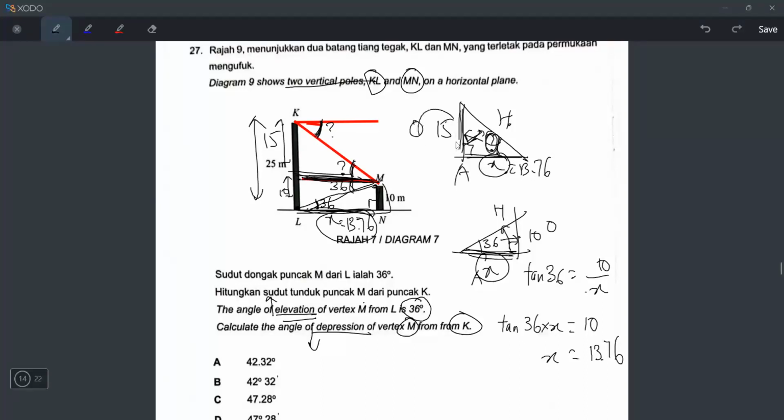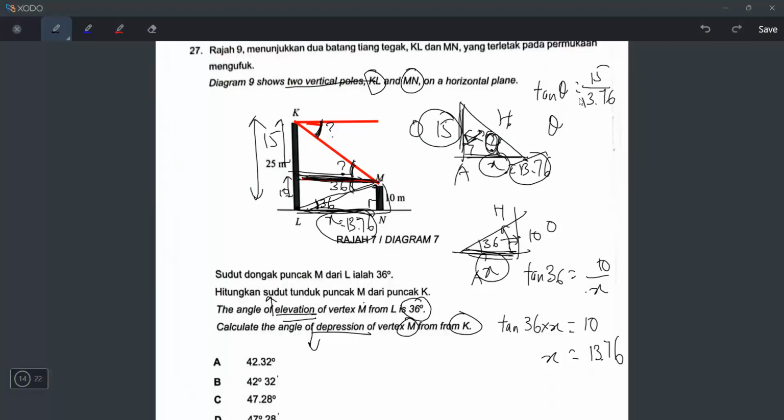So we can see that we have O and A, not H. So we cannot use sine or cos. We have to use tangent again. So tangent theta equals what? Opposite over adjacent, 15 over 13.76. If you use sine or cos, there is not enough information for you to find the angle. Okay, so let's press shift tangent bracket.